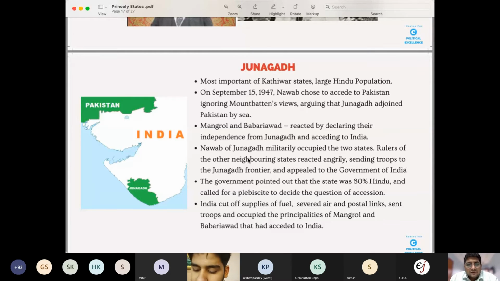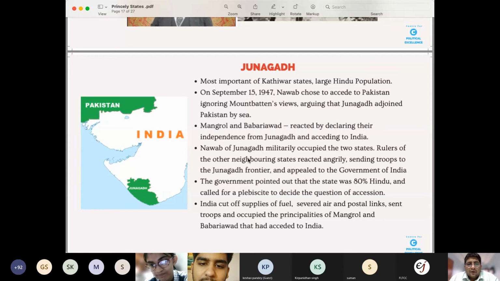Now, Junagad was a very big state. It had certain smaller princely states under its control, and there were few princely states which reacted to this decision that he was living in Europe, and he declared suddenly that we are acceding to Pakistan. And surprisingly, Muhammad Ali Jinnah also accepted his accession to Pakistan.